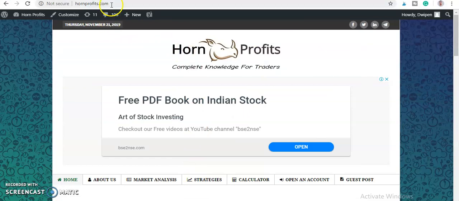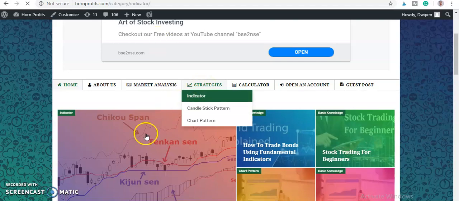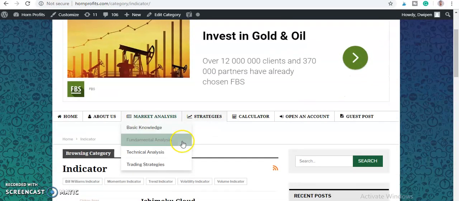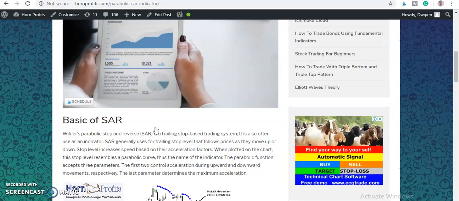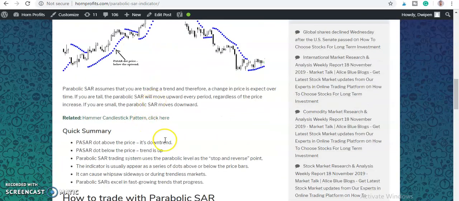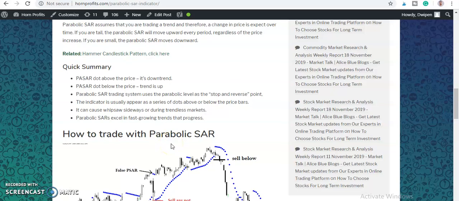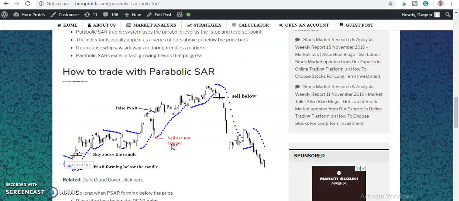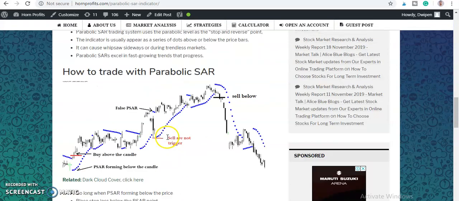All right. Or if you wanna read more about Parabolic SAR, you can just visit my website. This is called hornprofit.com. Here you can see, you just type like that, hornprofit.com, and visit their strategies, indicator. Click on indicator, and this is my website. I have given many trading strategies, and here you can see this is parabolic. Click on there, and most of the people are reading there. All right, so you just read properly. I don't want to explain one by one. I will show you the three most important things on how to use Parabolic SAR. You read properly how to trade, and I'll show you exactly how to trade by using Parabolic SAR.